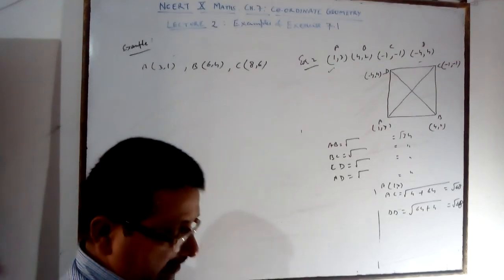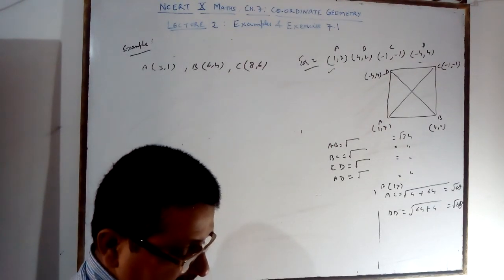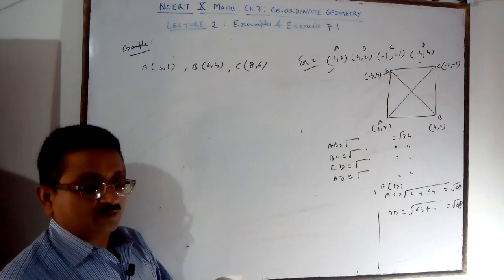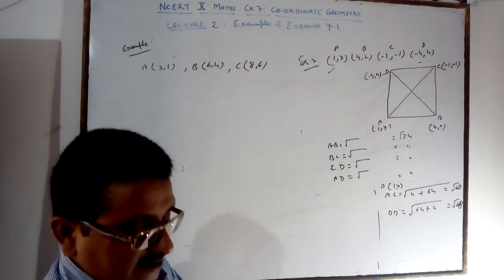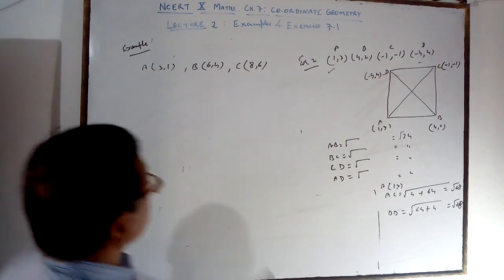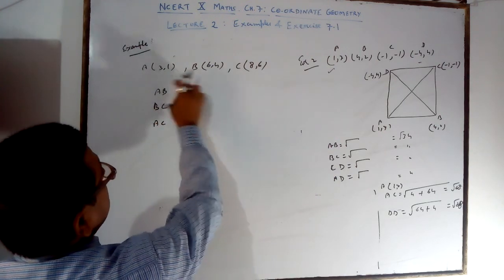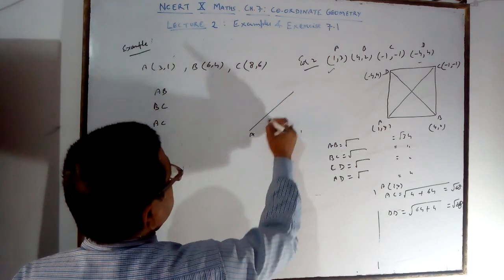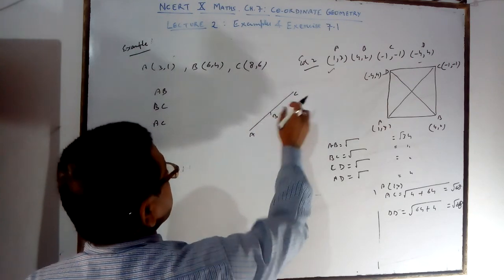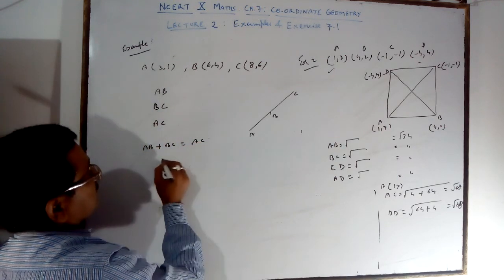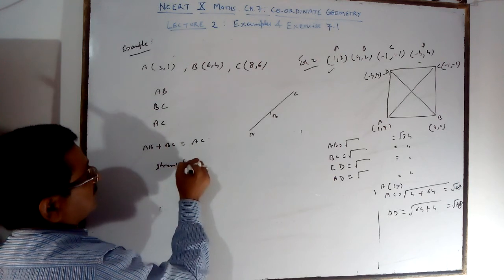Your question is: show that Ashima, Bharti and Camilla are seated at these places. Give the reason. Do you think they are seated in a straight line? Very important: for a straight line, the sum of these two distances must be equal to the third. You find the distances AB, BC, AC. A, B, C are in this order. If the sum AB plus BC is equal to AC, then it is a straight line.